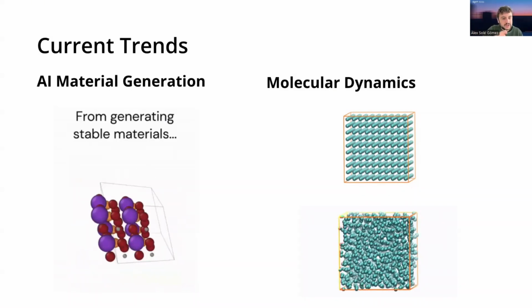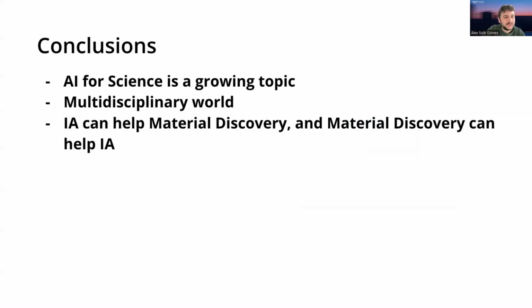So let me jump a bit to the conclusions, because I think I've talked too much. Basically, artificial intelligence for science is a growing topic, and now we have huge opportunities. A lot of companies and research institutions are starting to jump into it, because there is a huge market need for designing new batteries, new solar cells, quantum computers, almost everything needs a material. So it's a topic where a lot of job opportunities are starting to appear.